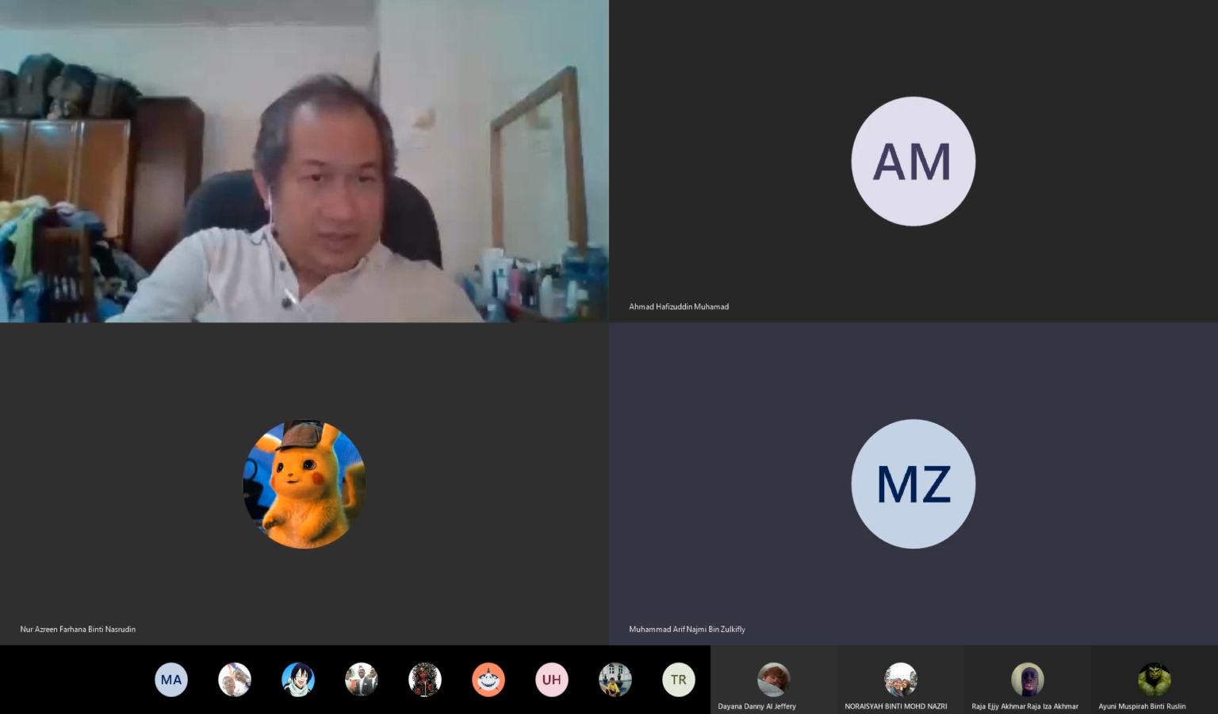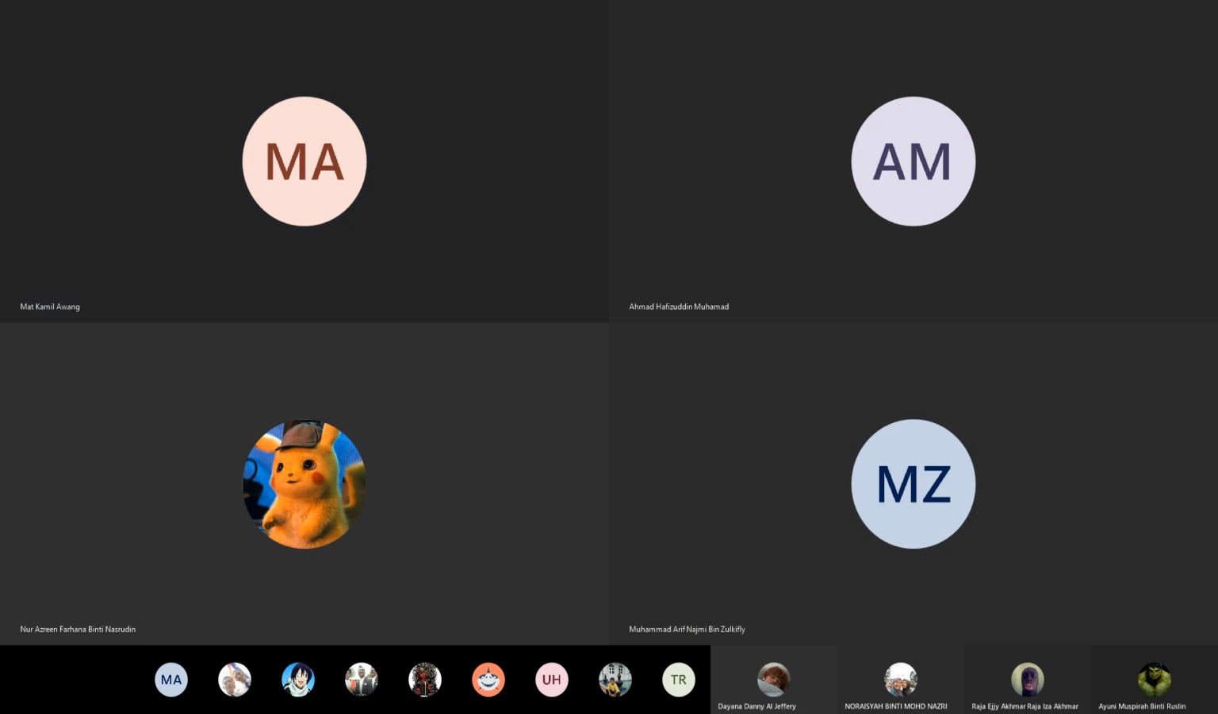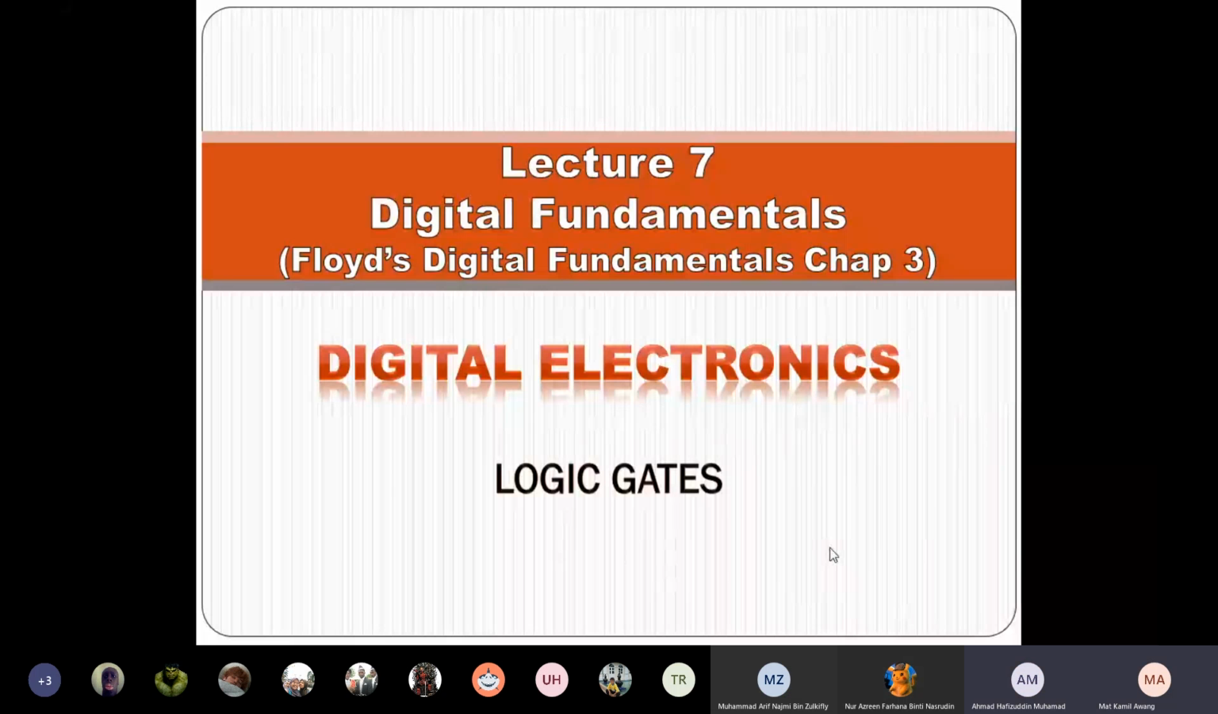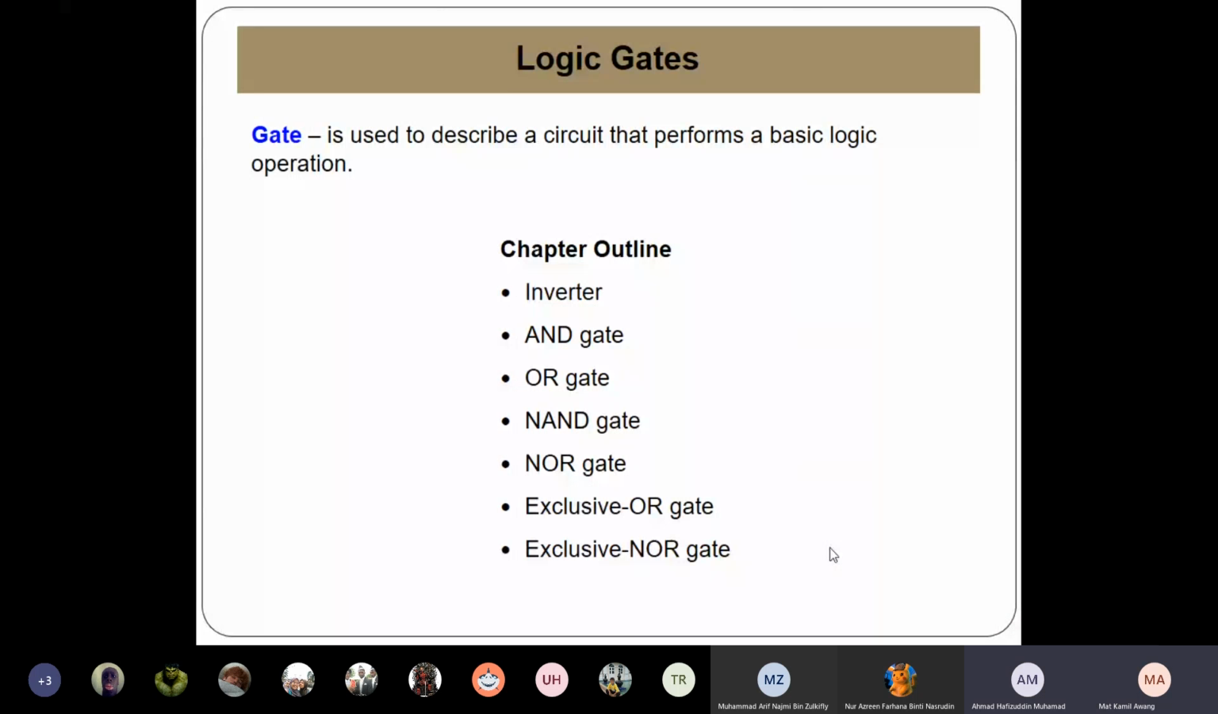I'm going to share the slides now. So you can see the slide. Lecture 7, Applied Digital Fundamentals, Chapter 3 on logic gates. Logic gates. This is very simple, very simple slides. What is a gate? A gate is actually used to describe a circuit that performs a basic logic function.